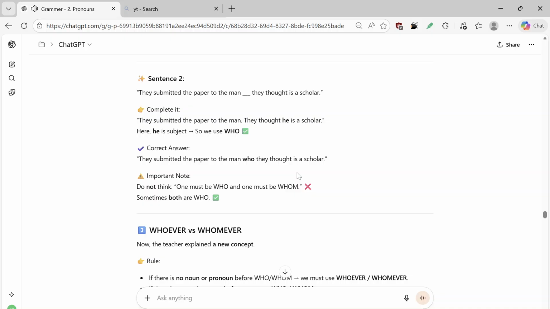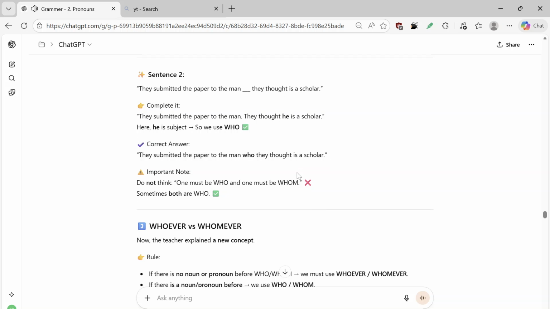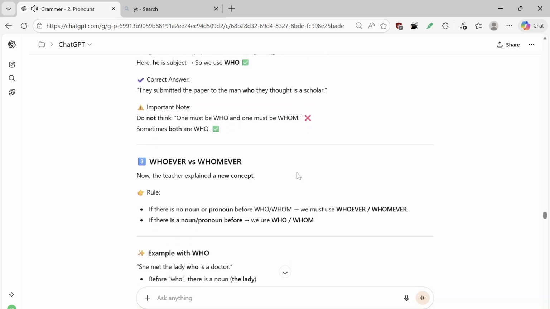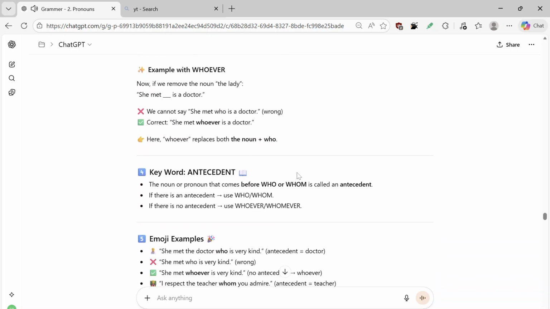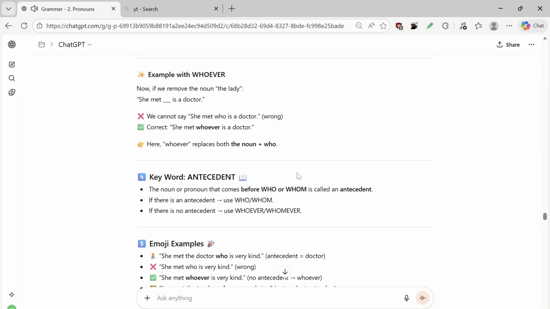Whoever versus whomever. Now the teacher explained a new concept. Rule: if there is no noun or pronoun before who or whom, we must use whoever or whomever. If there is a noun or pronoun before, we use who or whom. Example: she met the lady who is a doctor. Before who, there is a noun, the lady, so we use who. Now, if we remove the noun the lady: she met who is a doctor. We cannot say this. Correct: she met whoever is a doctor. Here, whoever replaces both the noun and who. Keyword: antecedent. The noun or pronoun that comes before who or whom is called an antecedent.